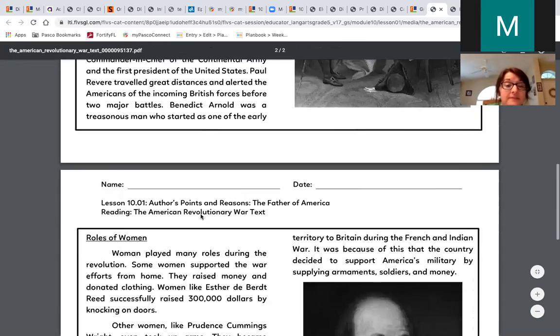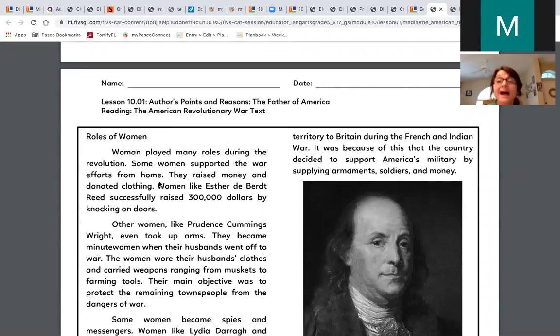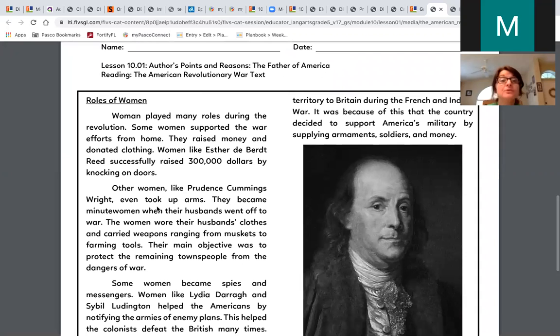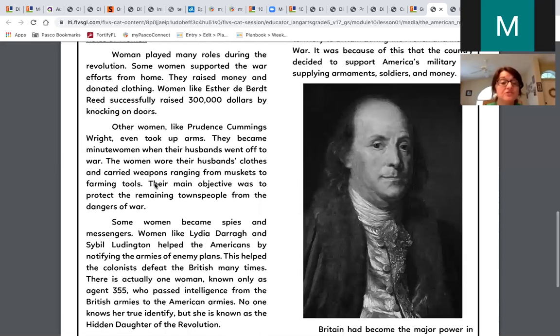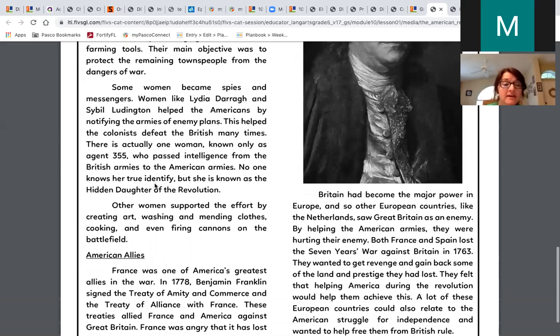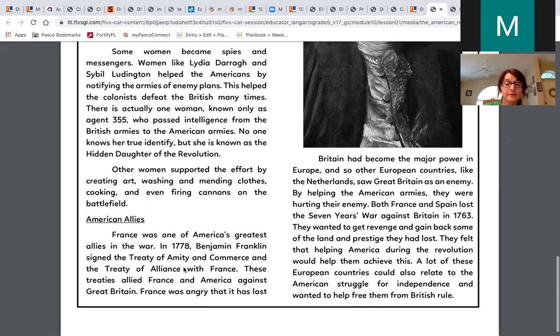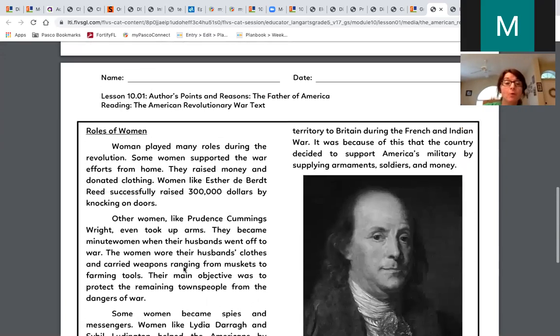And then let me scroll down to the second page. Roles of women. That was the third choice of the prompts. So there's important information here in the text that you would be able to use if you chose number 3, the roles of women, as your question to answer for your essay. And then American allies. There's some information here about allies, particularly France, and how it was one of America's greatest allies in the war. So you could read through more about France and how it was a strong ally during the American Revolutionary War. So there's important information there.